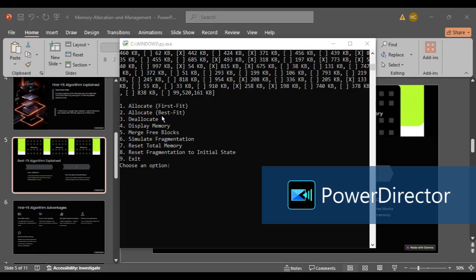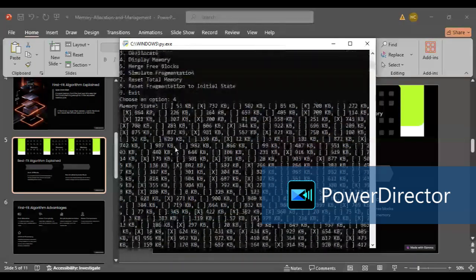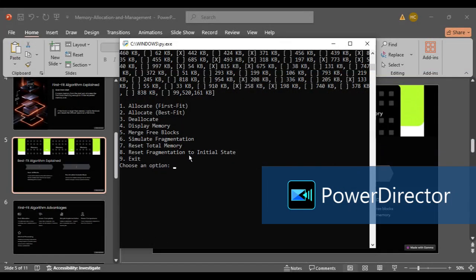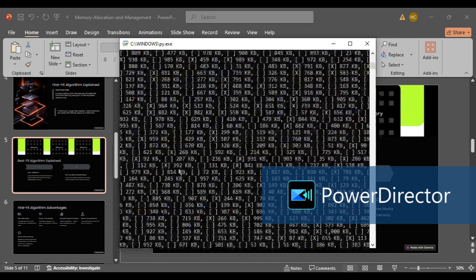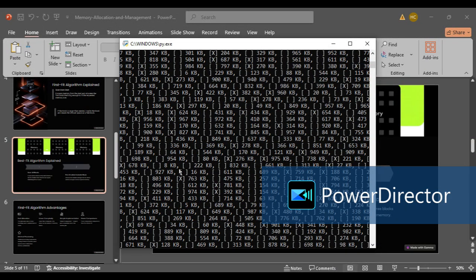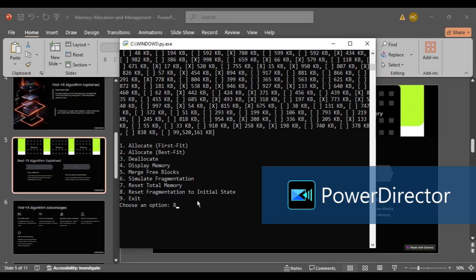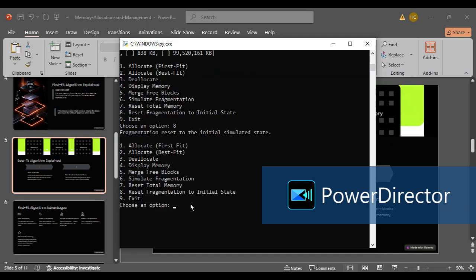So now we'll continue with the best fit algorithm. We'll look at how the best fit works. Before we do that, I want to use the same fragmentation we used for the first fit. I have an option here to reset fragmentation to initial state. I want to use the same because I want consistent data, equal for both: the same fragmentation for best fit and for first fit. So, reset fragmentation to initial state. It is reset. Let's see if it worked.